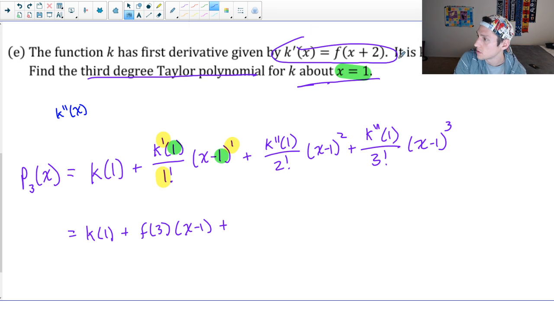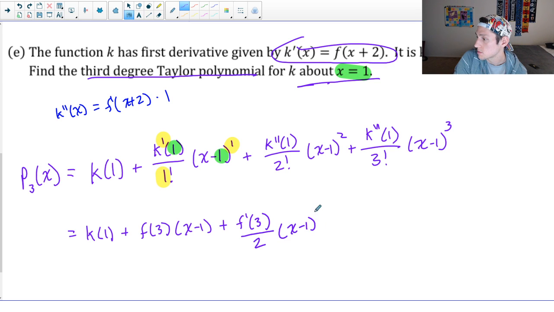So the derivative of this would equal f prime of x plus 2. Chain rule, derivative of x plus 2 is just 1, so it's times 1. I don't really need that. So that's actually f prime of 1 plus 2, so f prime of 3 over 2 factorial, which is 2, times x minus 1 squared.